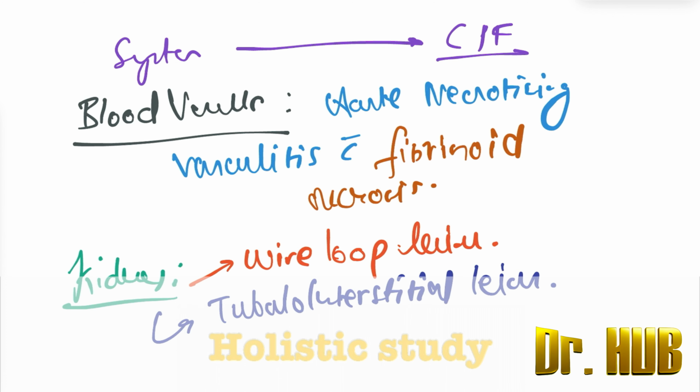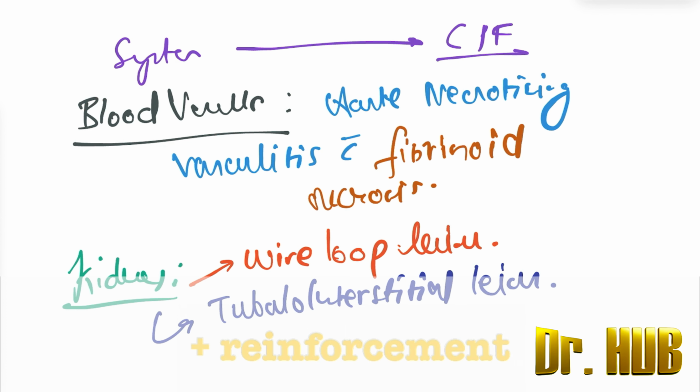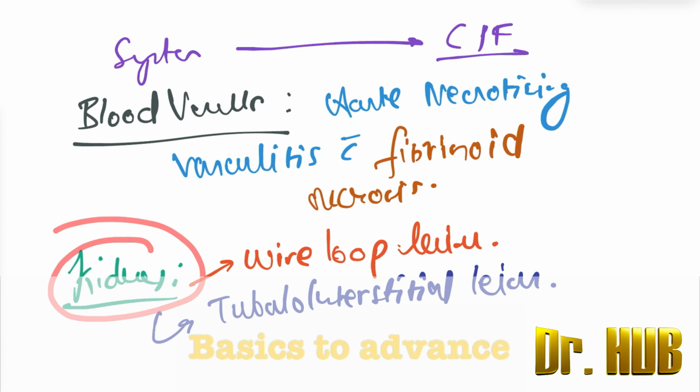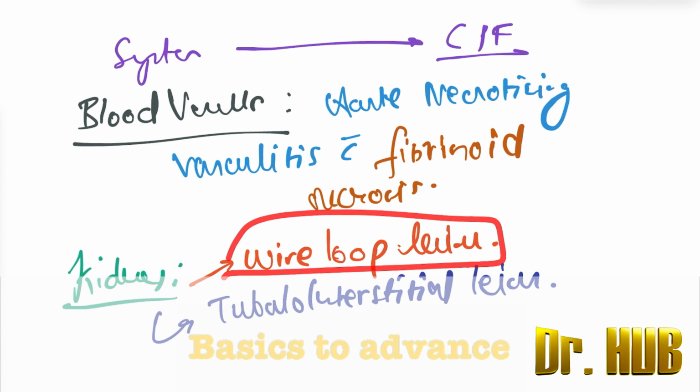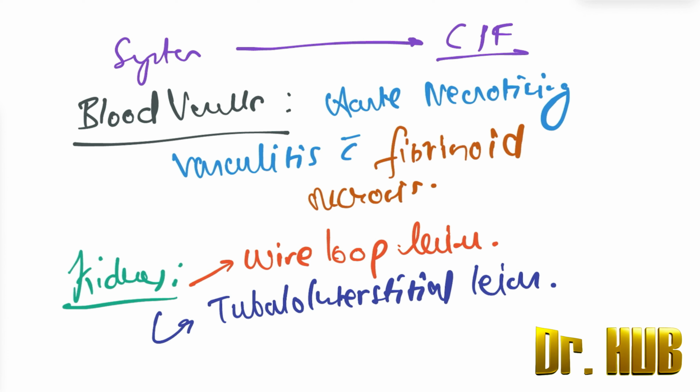So let's just recap. We'll be discussing the system along with the clinical features. First one we saw is the blood vessels. In blood vessels, there is acute necrotizing vasculitis, and this is with a fibrinoid necrosis. And then we also look at the kidney. In the kidney, there are wire loop lesions as well as tubulo-interstitial lesions.